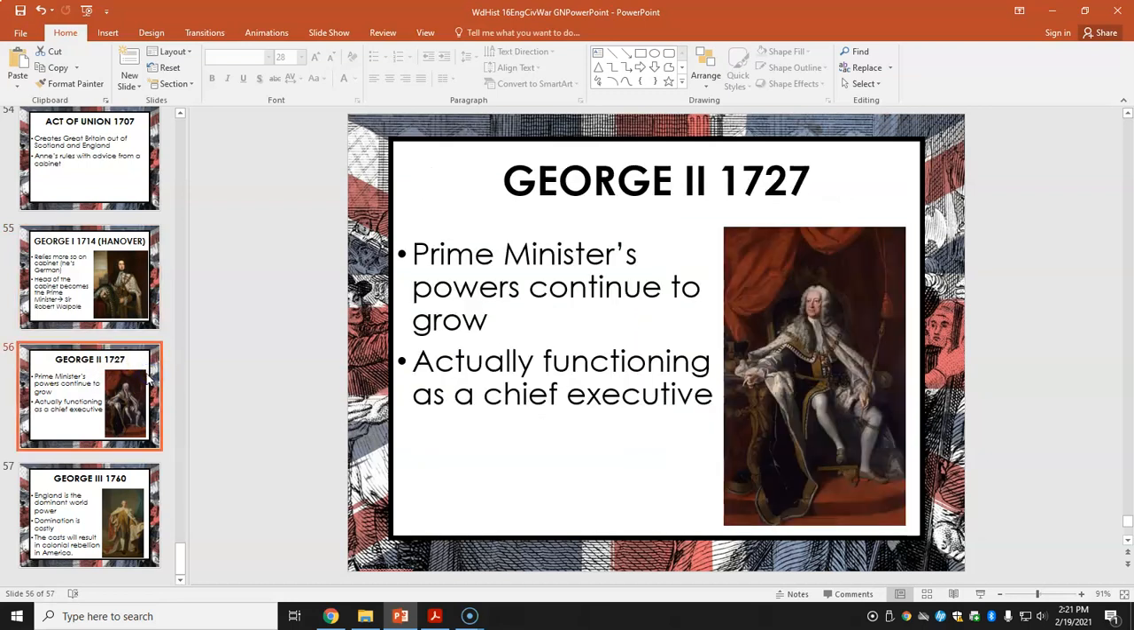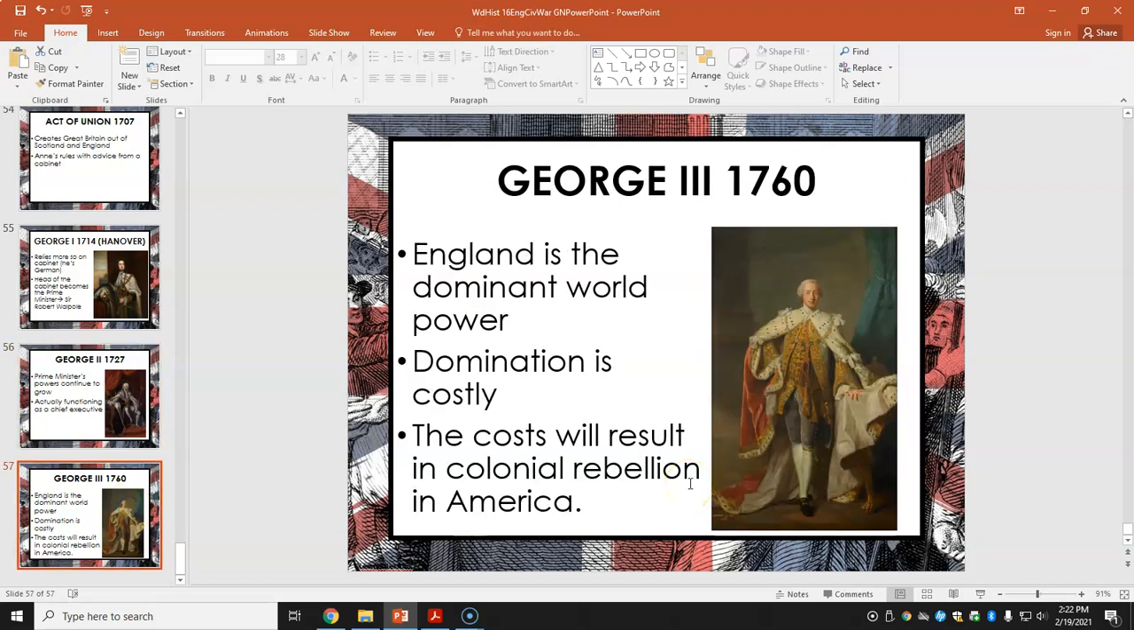So King George II in 1727. The prime minister's powers continue to grow. They actually start to function as a chief executive. So like I said, they are looked at kind of like a president that we have in the United States. That would be kind of the same thing in Great Britain. And then George III in 1760.